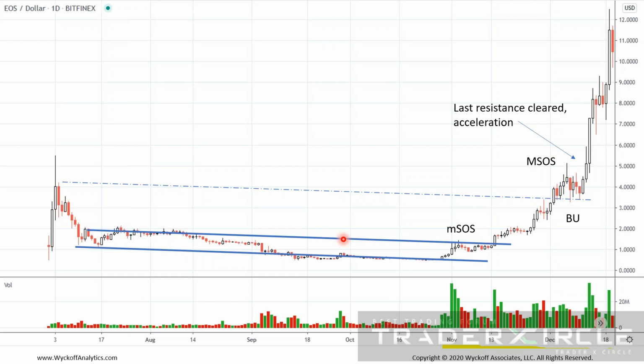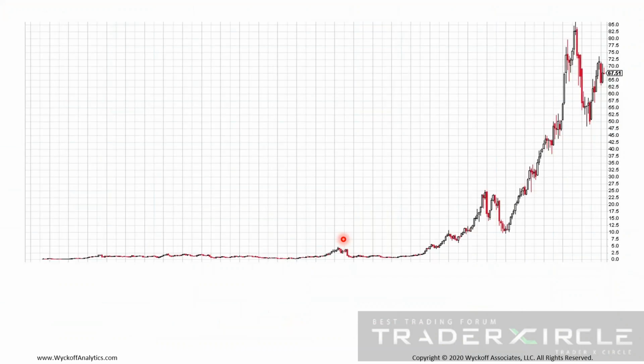Now, guys, a very short quiz. What's the name of this cryptocurrency?